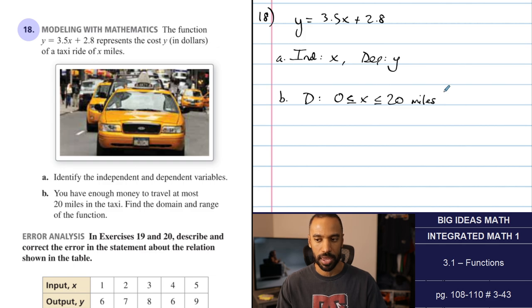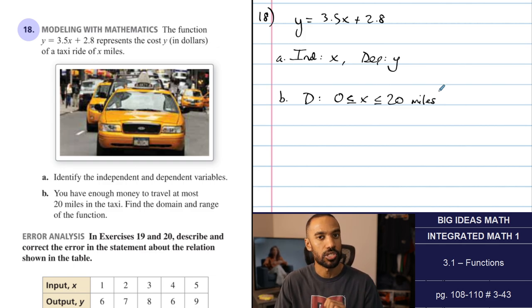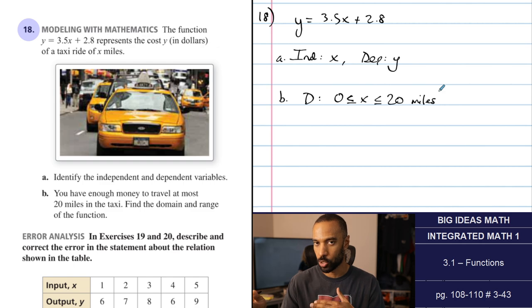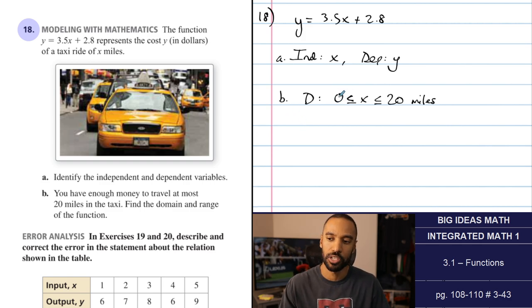So this is our domain. This is our domain for the set. Now the range is based on your domain, right? It depends on it. How much money I spend is based on the minimum amount of miles that I travel and the maximum amount of miles that I travel, because that's probably the min and max of the amount that I spend. So for range, let's look at the bottom end of x equals 0.